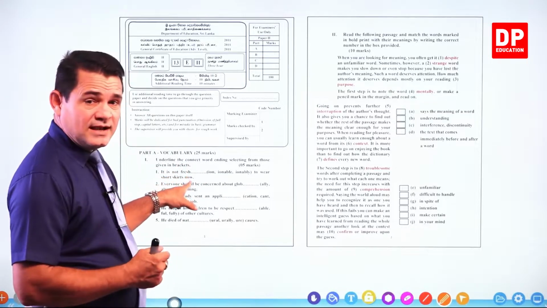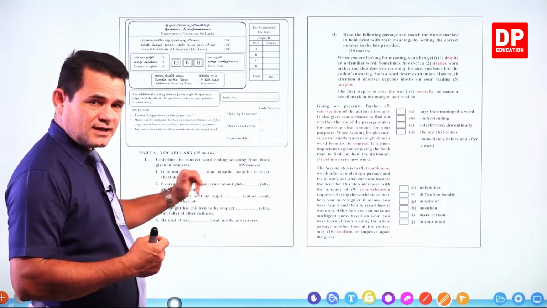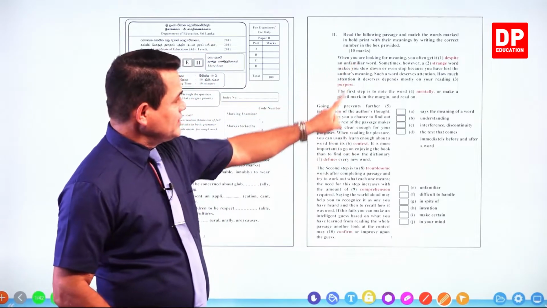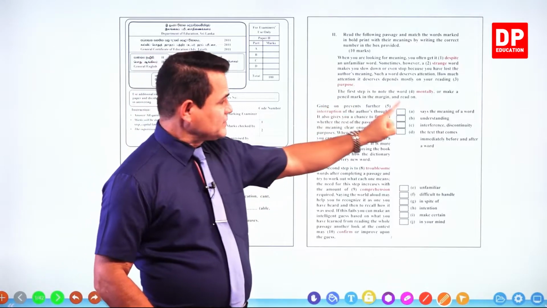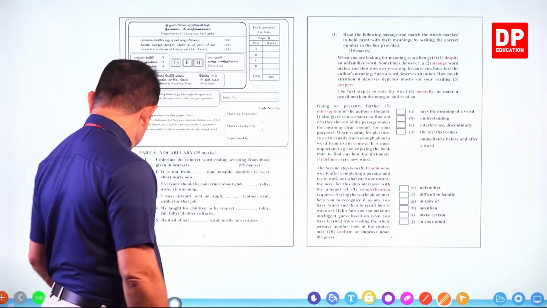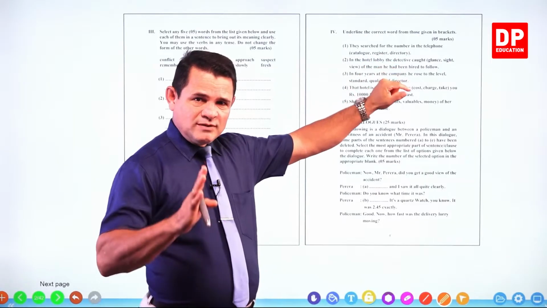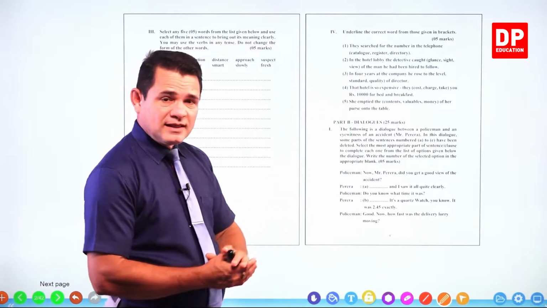Then here, select the word ending: half of a word is given and you choose how the rest comes from three options. And also there are some other questions, like choosing the meaning equal to the words printed in bold in the text. And next, you are given some words, and you have to choose five of them and write five sentences. Very simple. Use this word in a sentence. And also there are other questions like underline the correct word from those given in brackets. So all about words, right? And that is Part A.